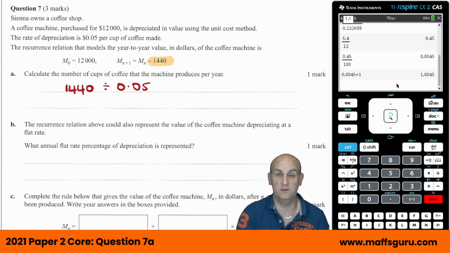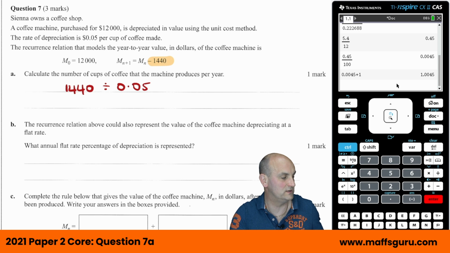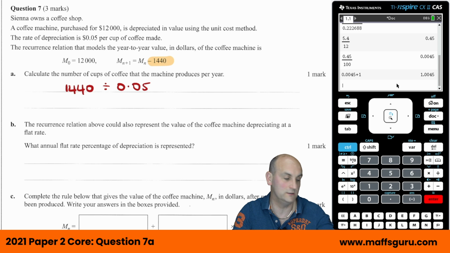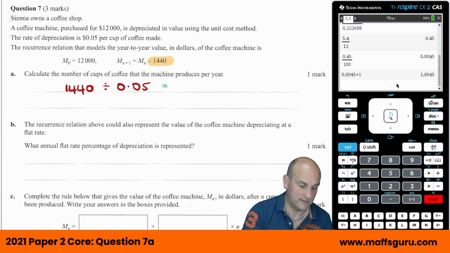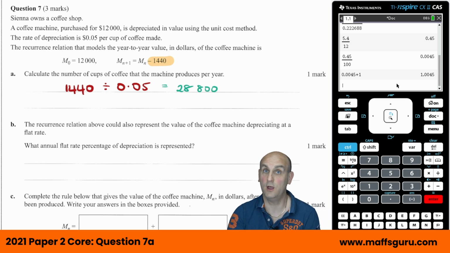Now they're actually quite nice to you in this one here because normally they give you a change of units or mixed units. They would normally put that down as 5 cents, but I think they were trying to be a little bit nice to you. And when I did that on my calculator, I ended up with 28,800 cups of coffee. Cups or cops?